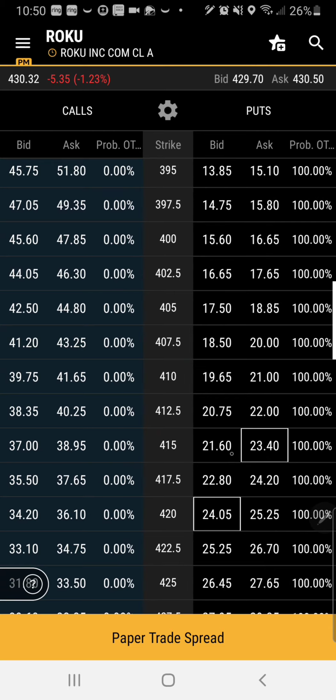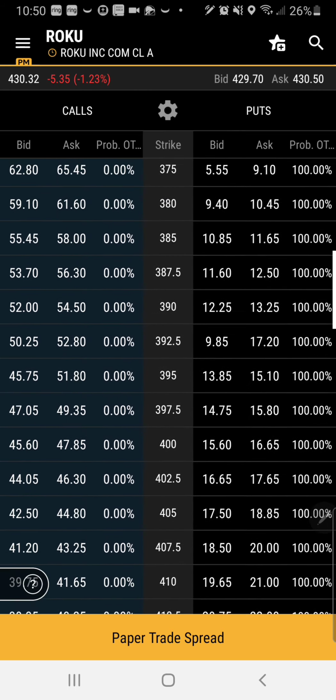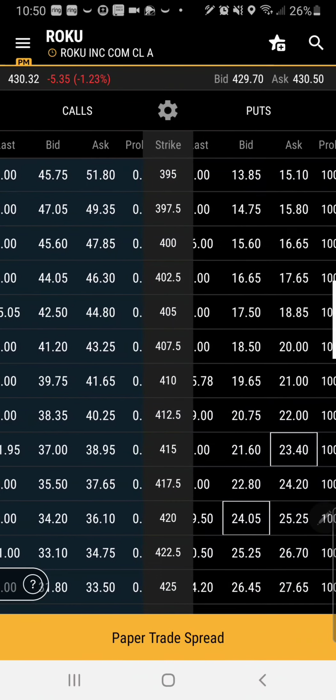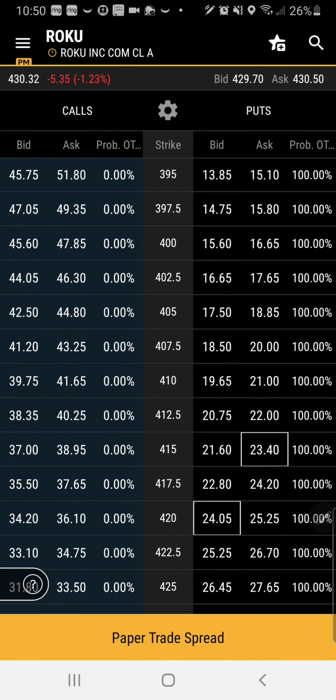But of course, the further away from the money you get, the smaller the amount that you collect. So let's test that theory really quick.